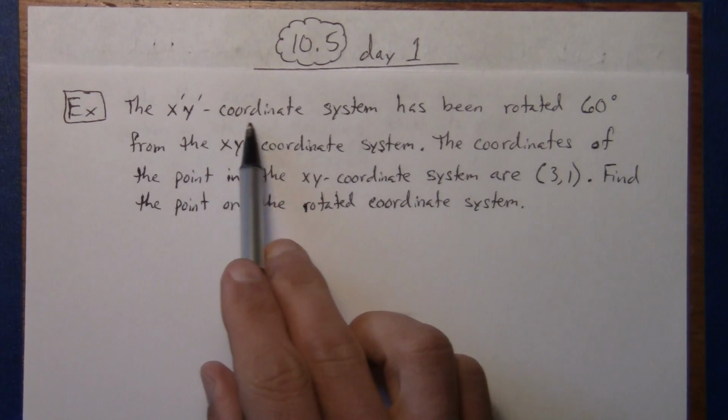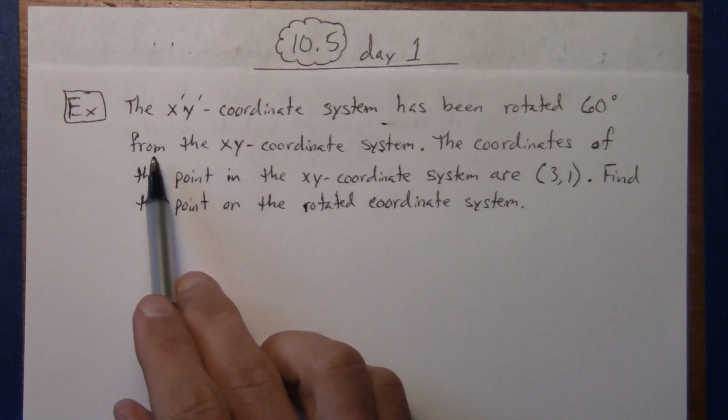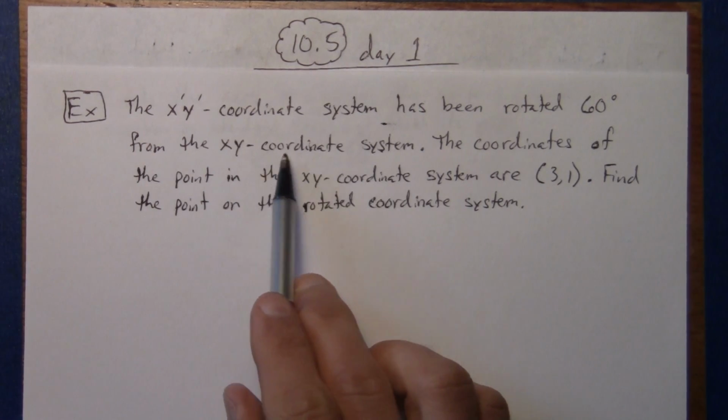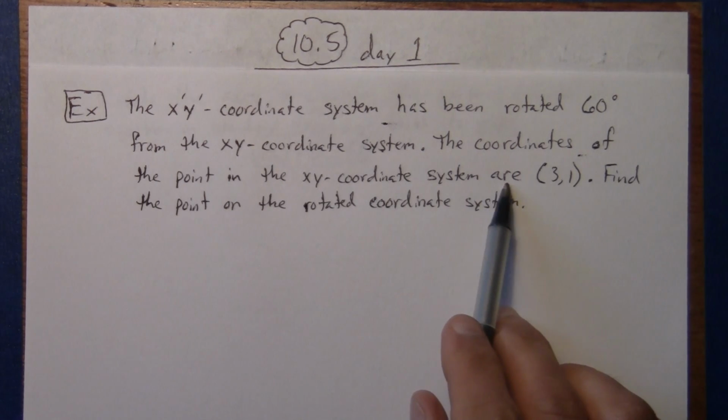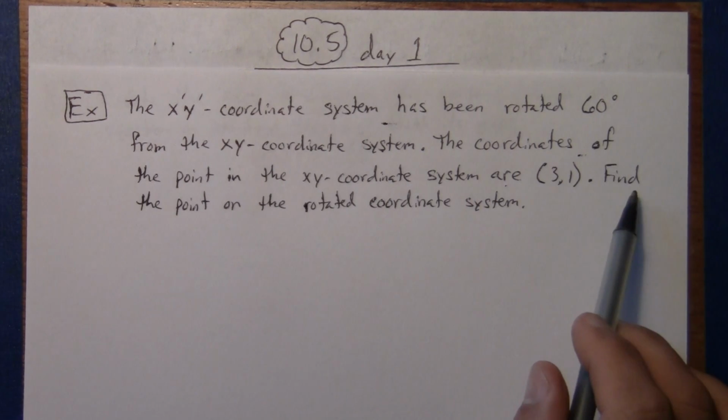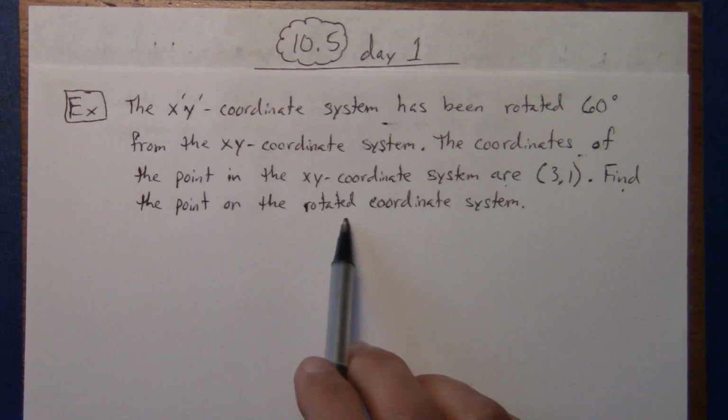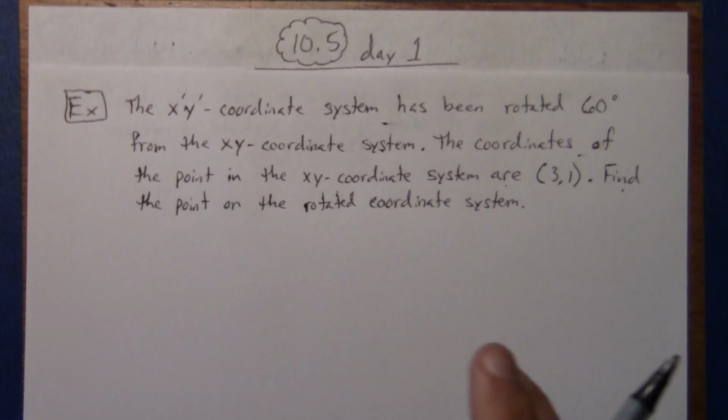It says the x prime y prime coordinate system has been rotated 60 degrees from the xy coordinate system. The coordinates of the point in the xy coordinate system are 3, 1. Find the point on the rotated coordinate system. So we'll get back and we'll do that one.